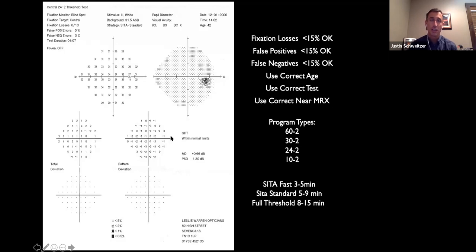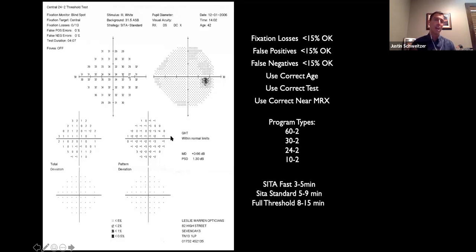Last question here, and then I'll move on. It's a good one. How many times do you restart the test due to fixation losses before you just let the patient continue? So as I mentioned earlier, if the fixation losses are right around 15 to 20%, you're going to see that in front of you. You're going to be able to monitor that. I just let the patient keep going.